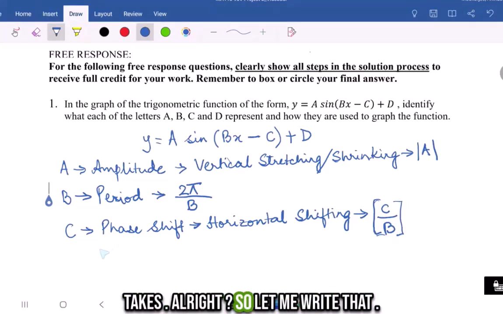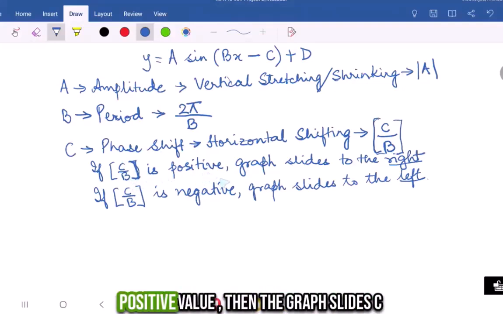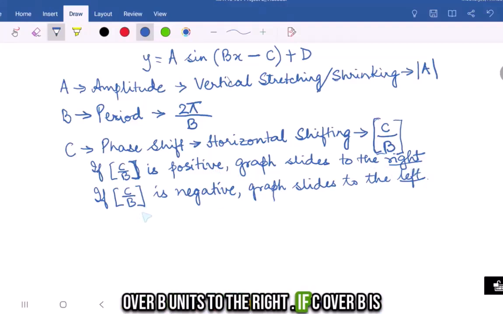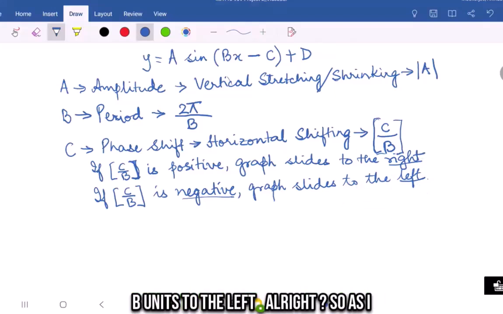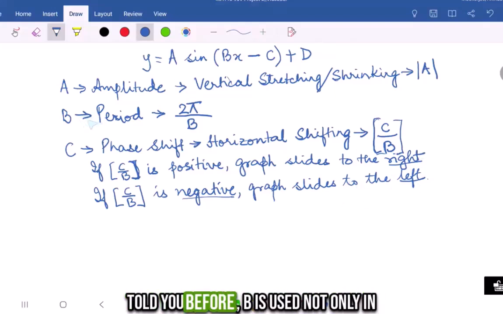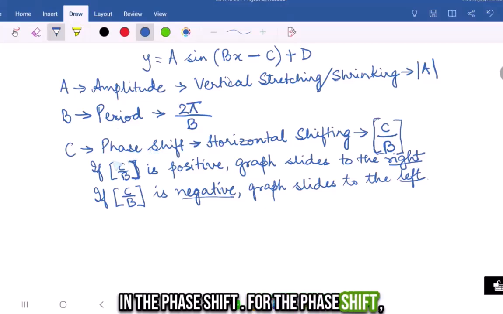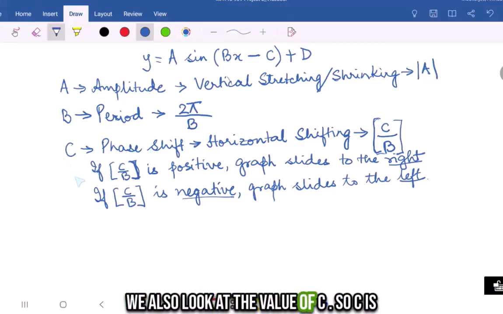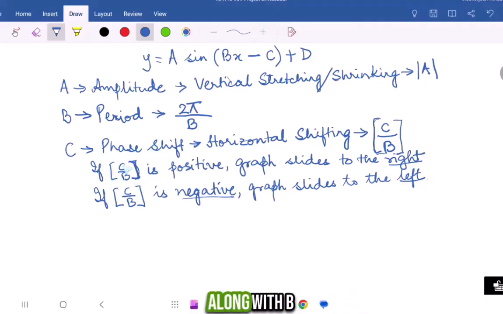All right. So let me write that. If C divided by B is a positive value, then the graph slides C over B units to the right. If C over B is negative, then the graph slides C over B units to the left. As I told you before, B is used not only in the calculation of the period, but also in the phase shift. For the phase shift, we also look at the value of C. So C is used to determine the phase shift along with B.